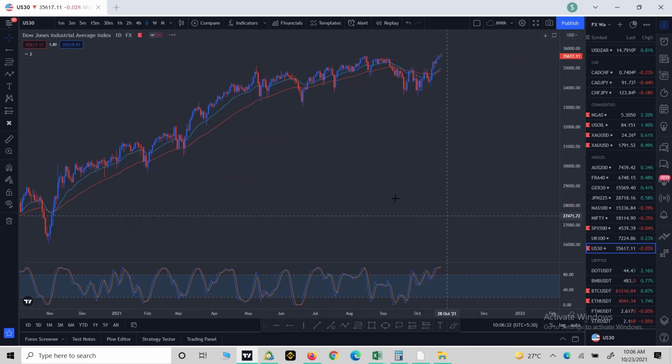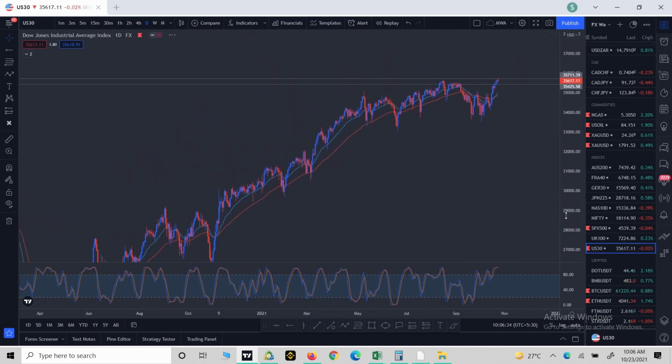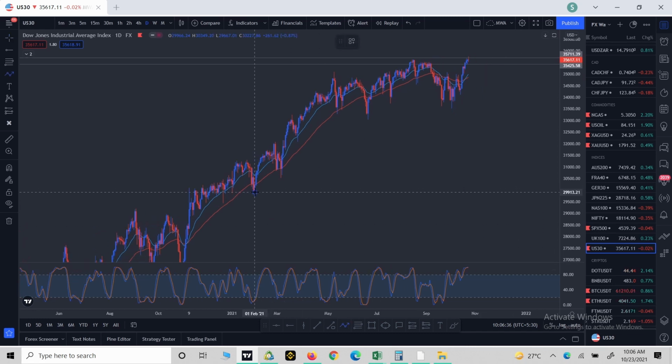US 30. Starting from here, we have the high, low, high, high, high, low, high, high, high, low, high, high, high, low. Right now the price is in the resistance zone, and as we can see, we are in a bullish market where we have higher highs and higher lows. So in that scenario, this high has to be broken. So we are going to wait for the price to break and close above this high.